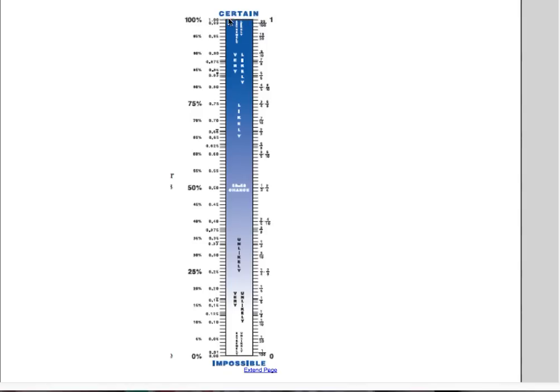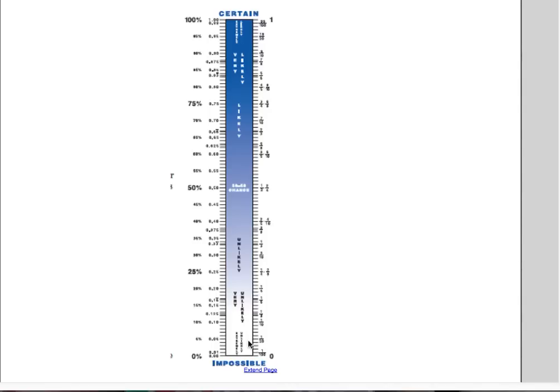100% certain, 0% impossible. And in between we have things like extremely likely, very likely, likely. Half or 50% would be like a 50-50 chance. Unlikely, very unlikely, extremely unlikely.